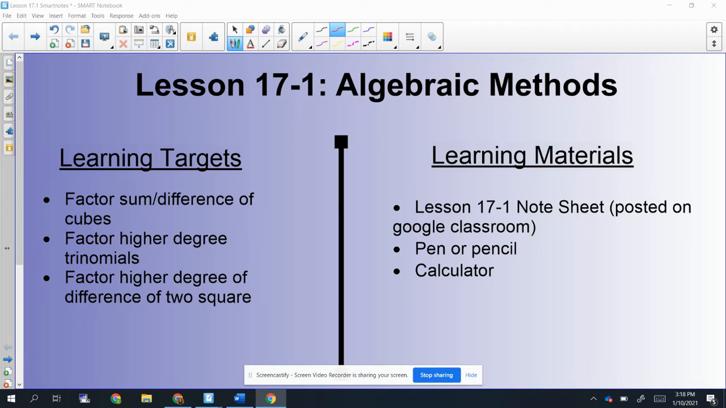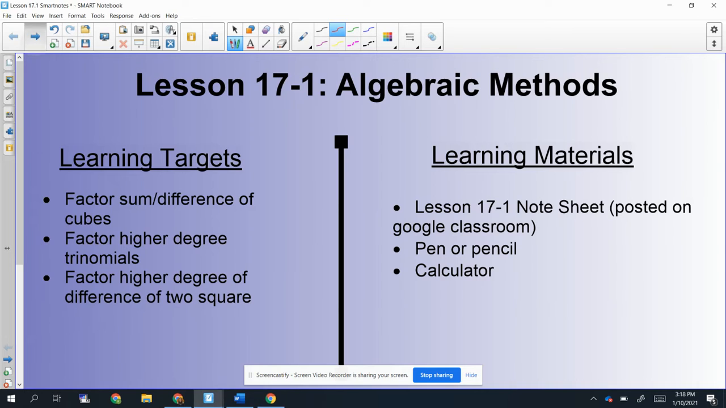And this lesson we're actually not going to do in your Springboard book, so I have attached a lesson 17.1 note sheet on Google Classroom. So if you have printing abilities, go ahead and do that. Otherwise, you can just follow along, but you're going to want a pen or a pencil and a calculator for sure.